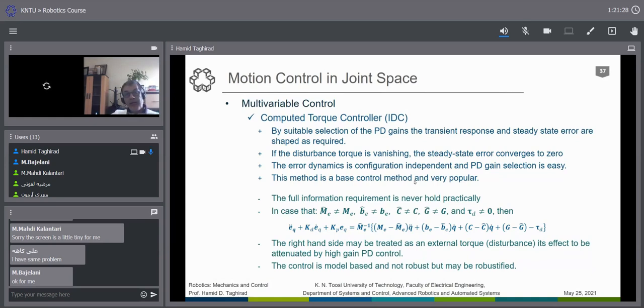But now look at the weak point, and we will try to work out this weak point and see if we can address some of the issues regarding this problem. Note that the full information requirement never holds practically. It is impossible to know the exact values of the mass matrix, C matrix, G matrix, and B matrix for a robot.